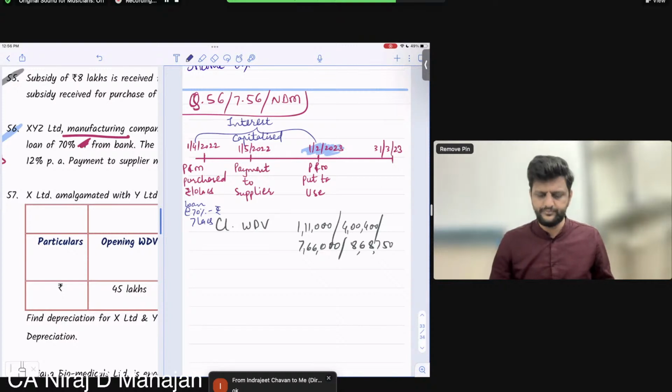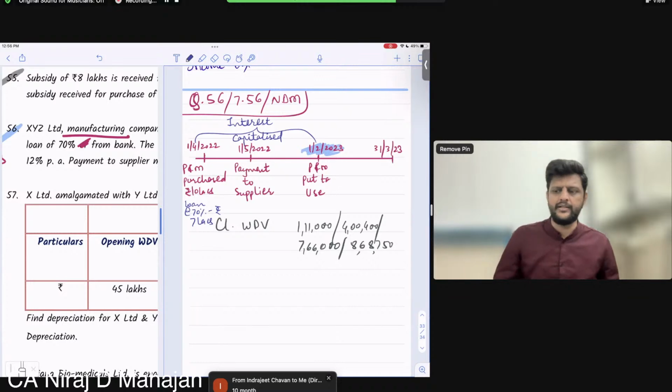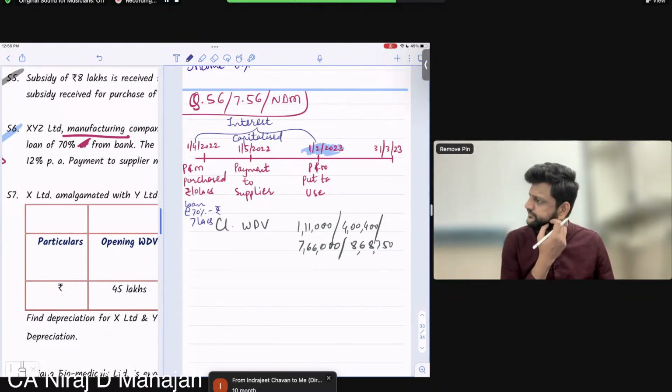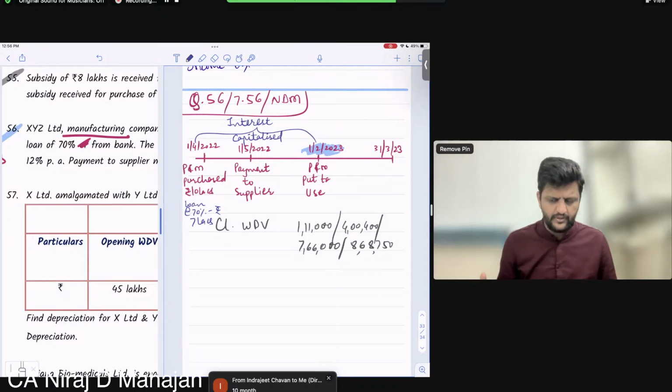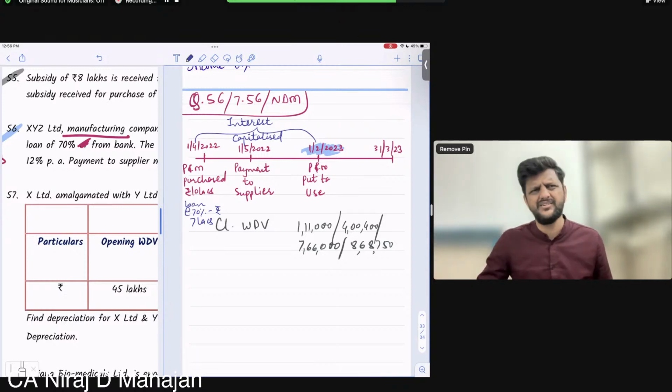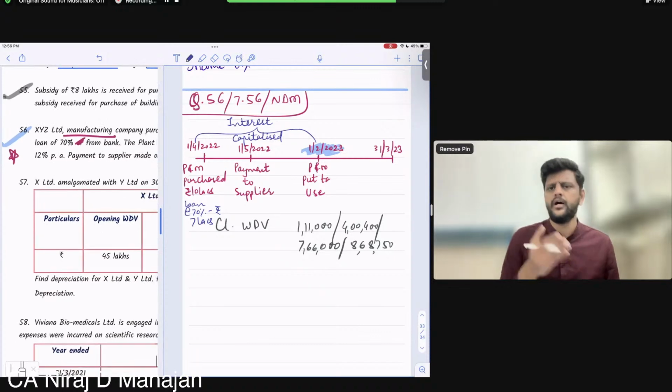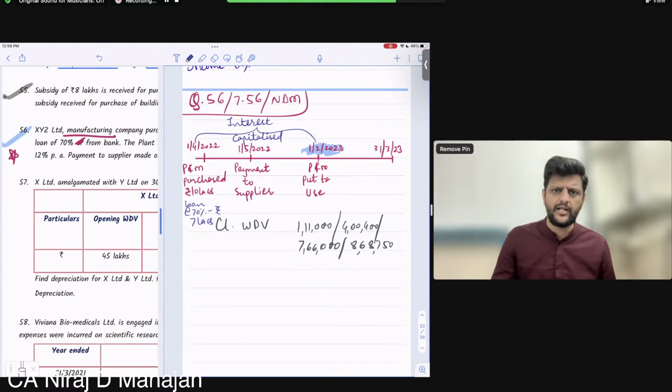Done till here, all of you? The cost of asset is 10 lakhs. In that, obviously, I'll add what? Interest cost. No opening WDV, no additions. And on the cost of asset, I'll take half depreciation. Half both. Half of normal, half of additional. I'll get my closing WDV.